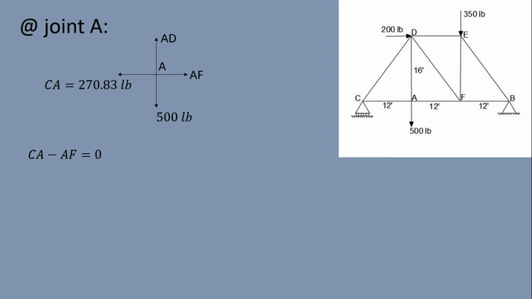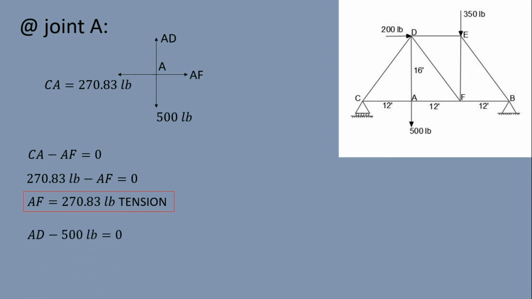So, CA minus AF must be 0. Yung along x-axis natin, dapat mag-0 sila. So, si AF ay 270.83 pound lang din. Na tension sila parehas. So, si AD naman minus 500, that should be 0. Yan yung along y-axis natin. So, si AD ay 500 pound na tension din.